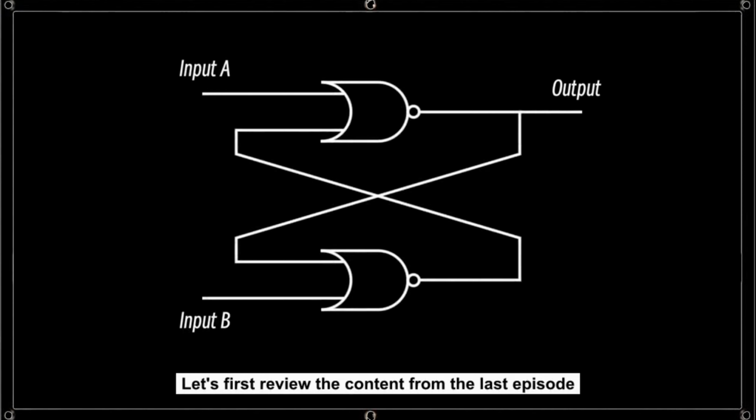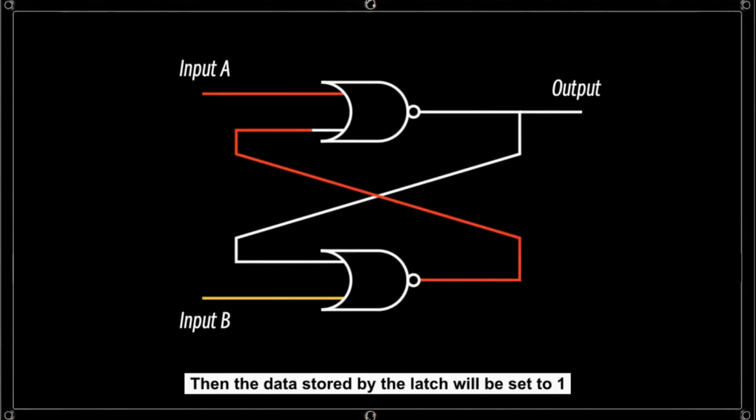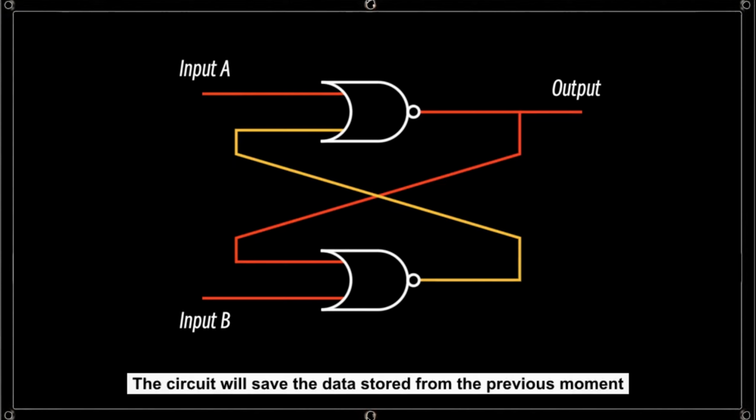Let's first review the content from the last episode. Set input B to high voltage. Then the data stored by the latch will be set to 1. Finally, the output used to read the data will be high voltage. If we reverse it and set input A to high voltage, then the data stored by the latch will be set to 0. Finally, the output will be low voltage. And if both input A and input B are set to low voltage, then the circuit will enter a latch state. The circuit will save the data stored from the previous moment.